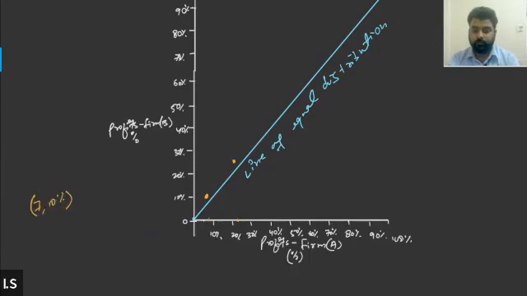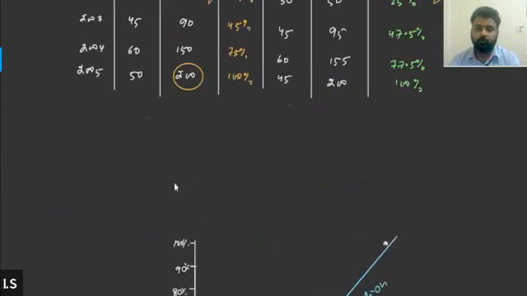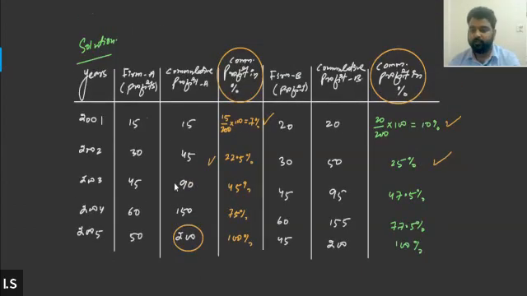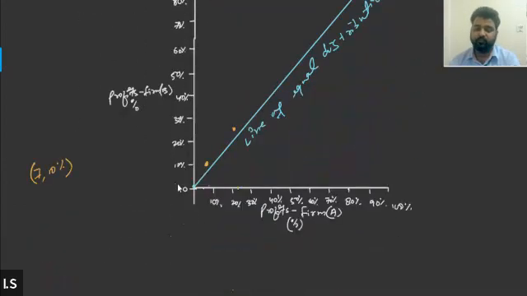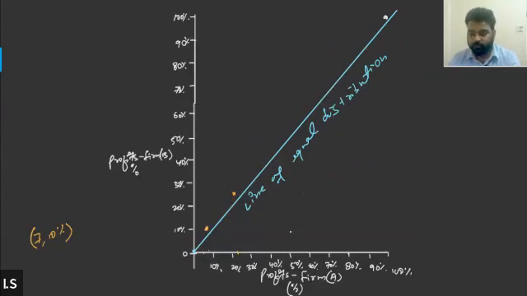Okay, then we will plot the next value, 45 and 47.5. So 45 will be somewhere here and 47.5 will be near 50%. So okay, I guess this should be the point.